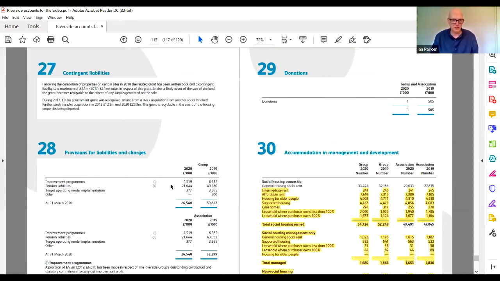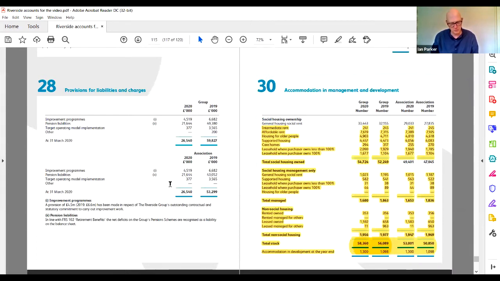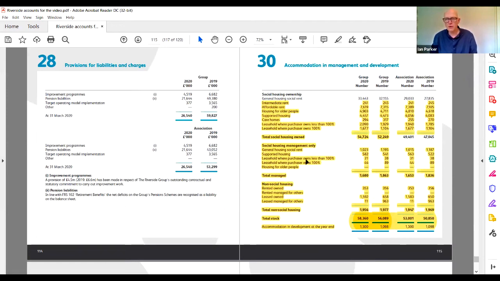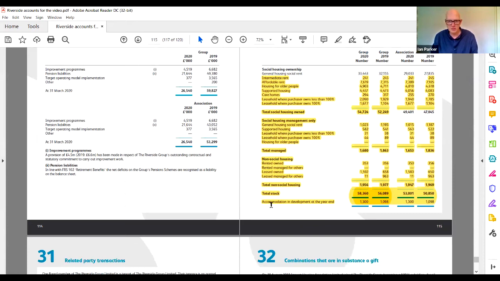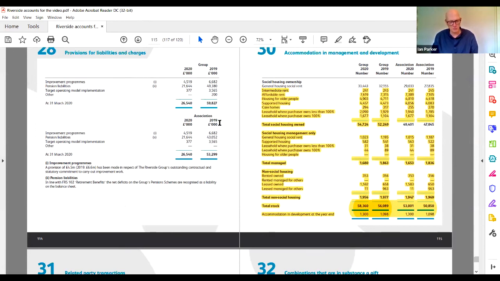Let's talk about the homes in management. How big is this organisation? And if we go to the homes and the variety of homes as well, note 30 gives all the details on the different types of tenure that are being offered across social housing, those which are management only, and the non-social housing, and the development at year end. And as you can see, there's 1,300. So as I say, around 60,000 properties in total.